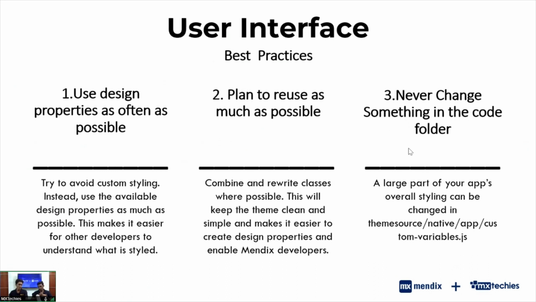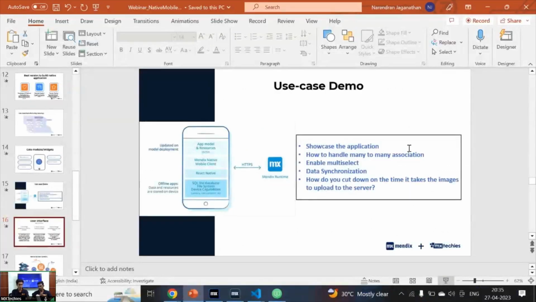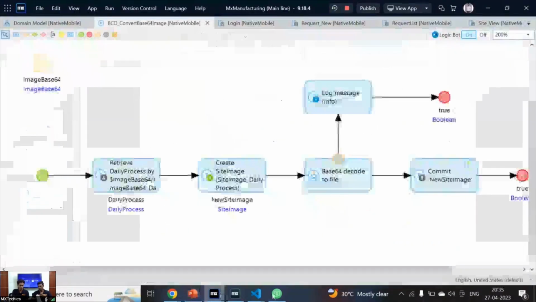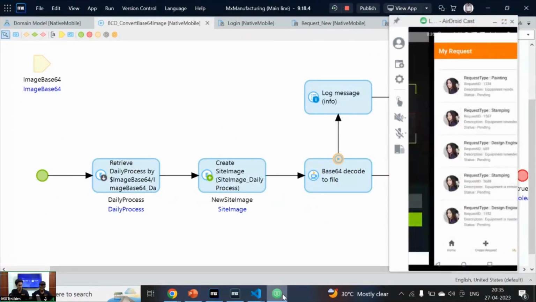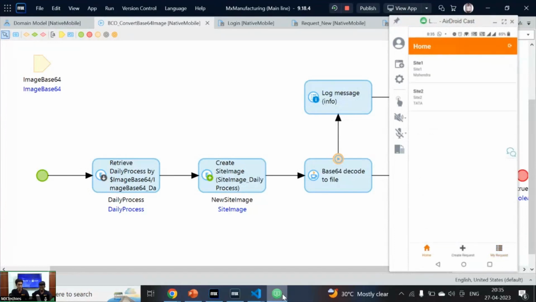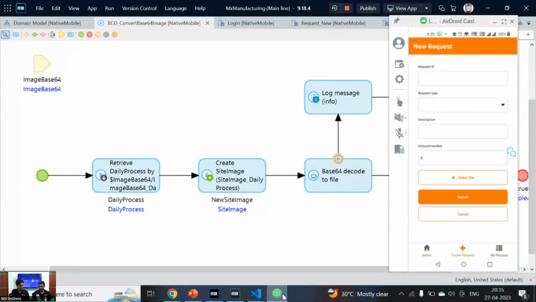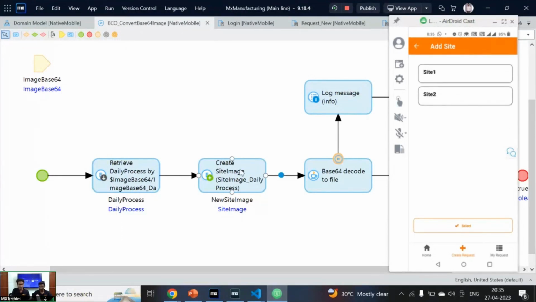So let's see. Use design properties as often as possible. Plan to reuse as much as possible. Never change something in your core folder. Going back to the modeler and starting the emulator. Yes, everyone can see the emulator over here. I'll take the select site page as an example. So let me explain.